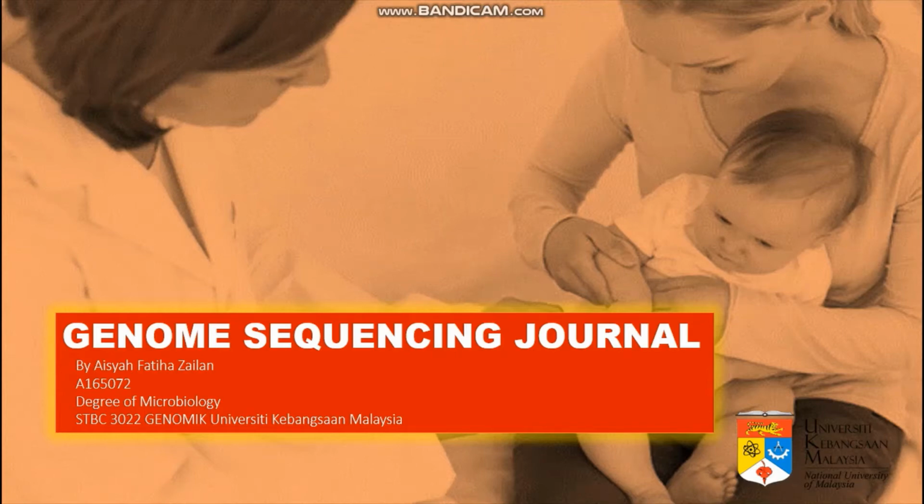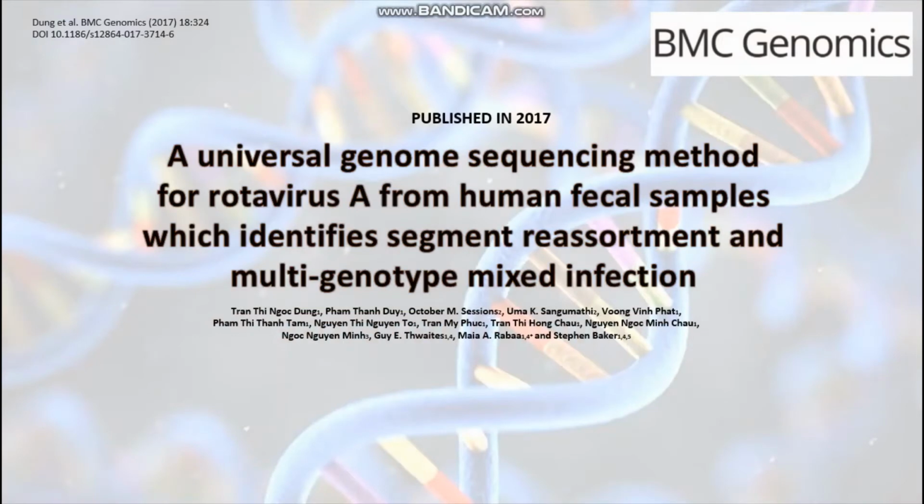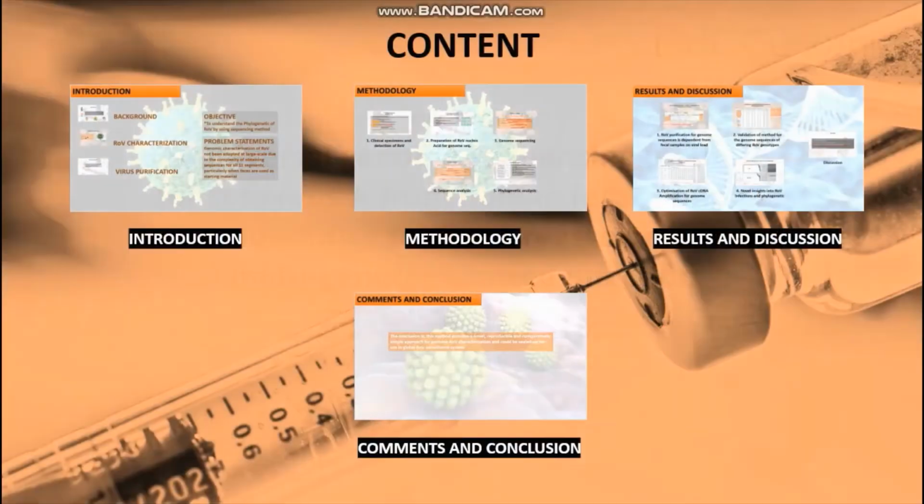Everyone, have you ever heard about genome sequencing? Now I am going to share with you the latest finding published in 2017 about this genome sequencing by BMC Genomics. The title of the journal is "A Universal Genome Sequencing Method for Rotavirus A from Human Fecal Samples, which identifies segment reassortment and multi-genotype mixed infection." So we go to the overview of this journal.